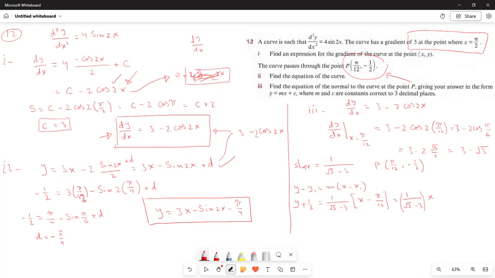Let me put it together, and minus pi by 12 into root 3 minus 3. And I take the 1 by 2 to the other side, so y is equal to 1 over root 3 minus 3 times x minus pi by 12, and then root 3 minus 3, and minus 1 by 2.